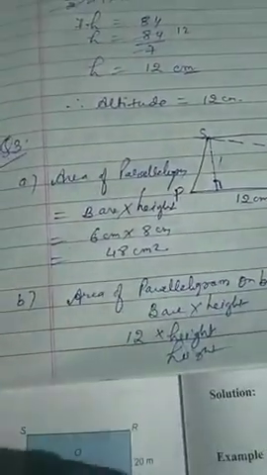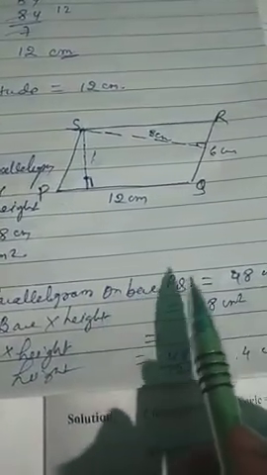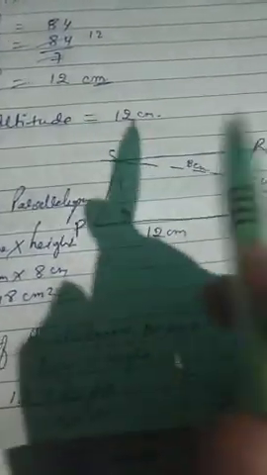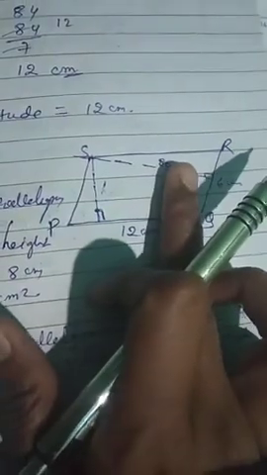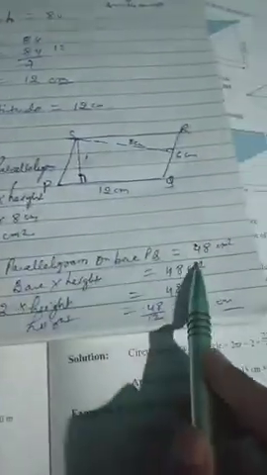The second way to find the area of the parallelogram: as I have told you, whether we take the height on this side or this side, the same parallelogram will have the same area. Its area will definitely not change. So this time we can use this area.